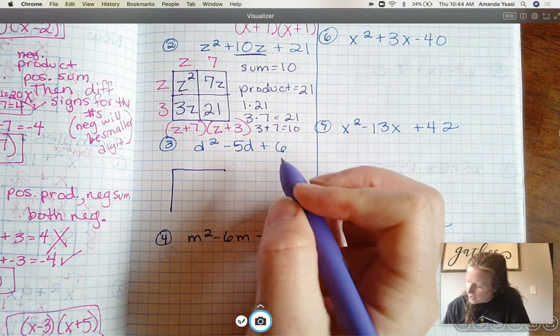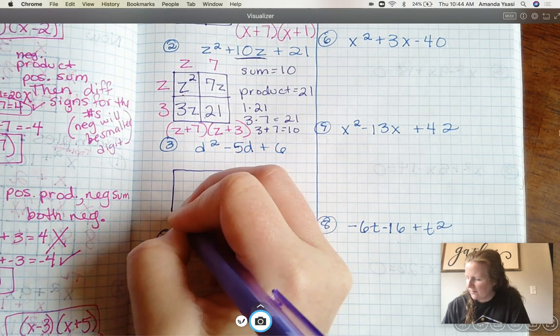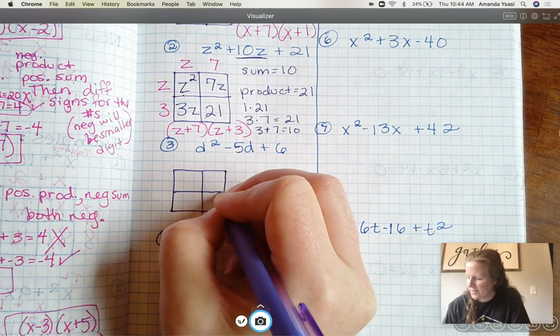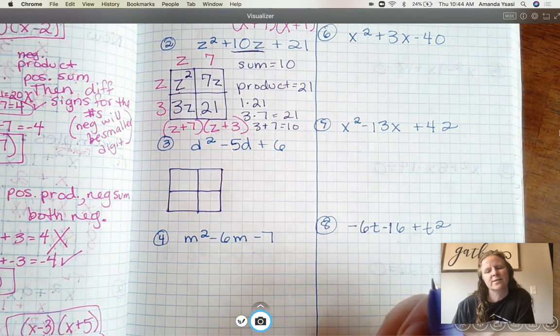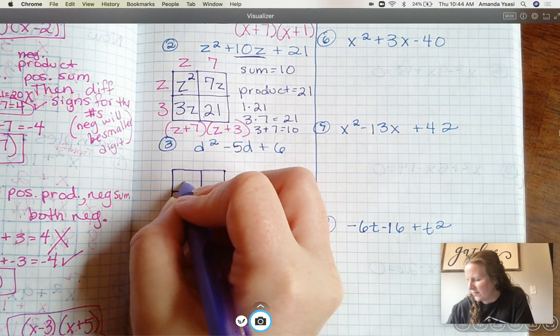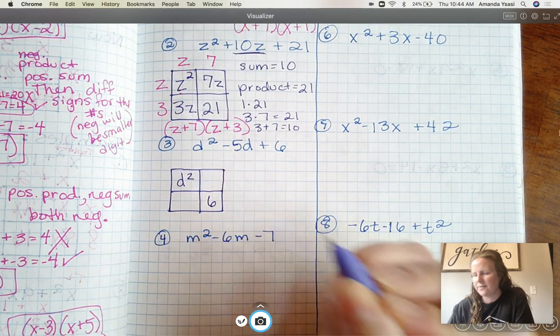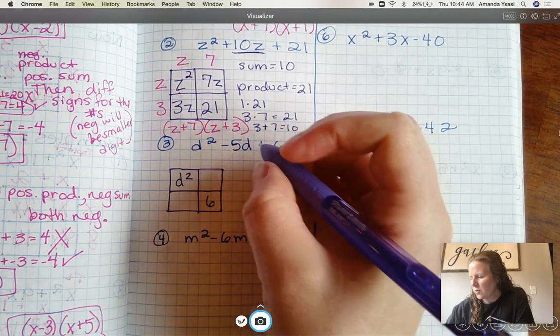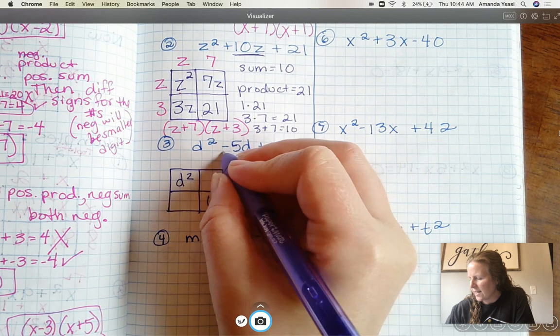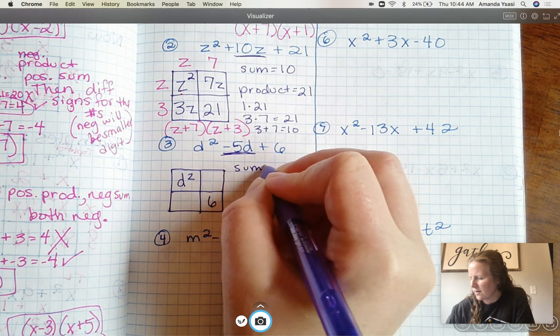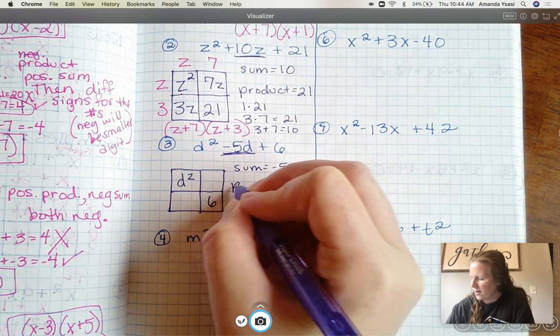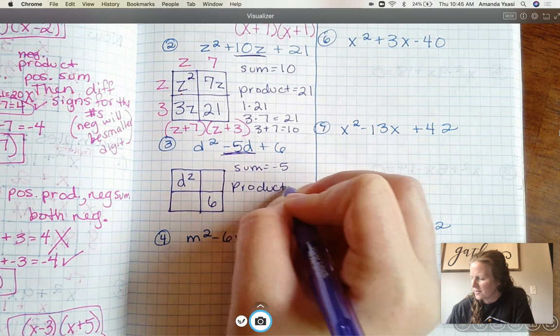So this one has a negative middle term. So that's going to kind of change things up a little bit because they're not all going to be positive. So we have d squared, and we have a positive 6. So let's look and see what gets a sum of the middle term, so sum of negative 5, and a product of positive 6.